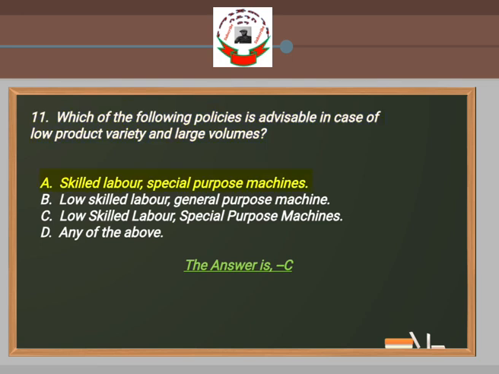11. Which of the following policies is advisable in case of low product variety and large volumes? A. Skilled labor, special purpose machines. B. Low skilled labor, general purpose machine. C. Low skilled labor, special purpose machines. D. Any of the above. The answer is C.